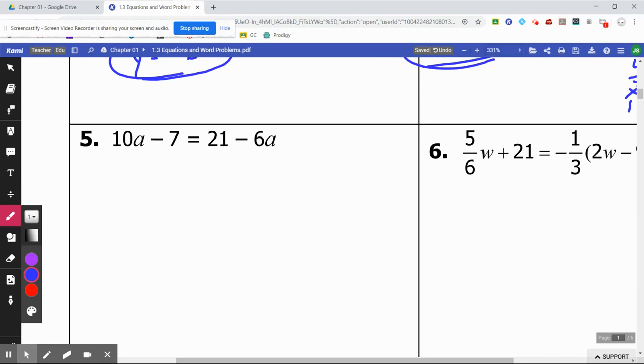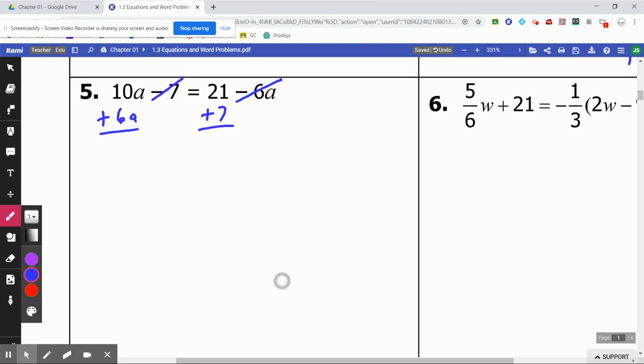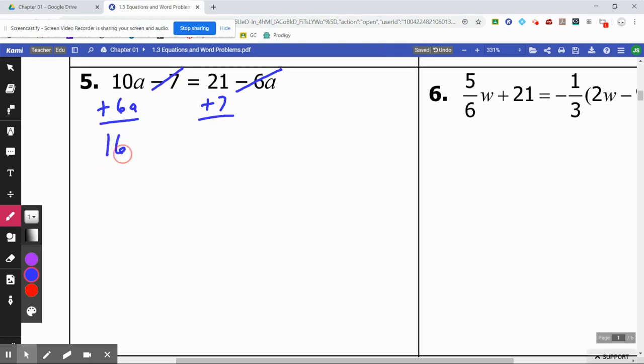On this one, I have A's on both sides. Let's get all of our A's on one side. Let's get all of our numbers on the other side. There's no distributive here, so let's move minus 6A over here by adding 6A. It does not matter which side you put the A's on, as long as the numbers you move to the other side. Minus 7 to get rid of, I'm going to do plus 7. I now have 16A. Bring down your equal sign. 21 and 7 is 28.